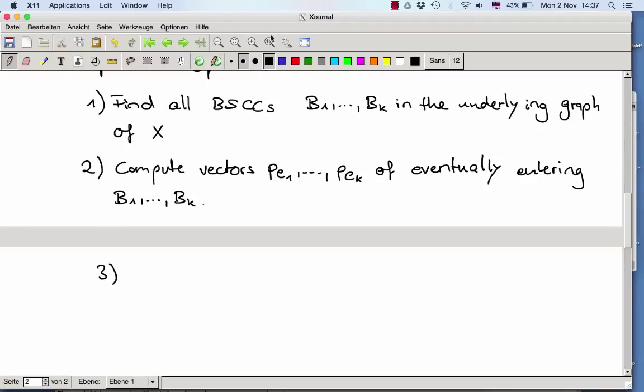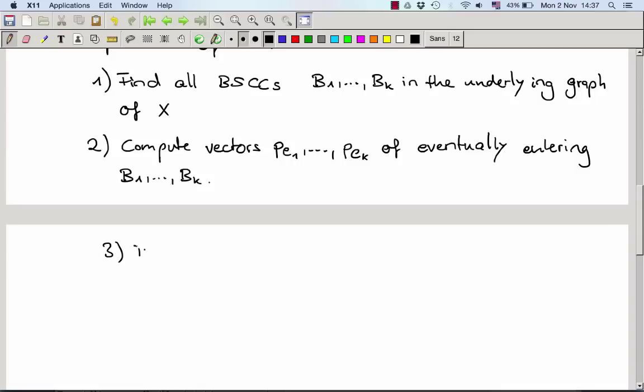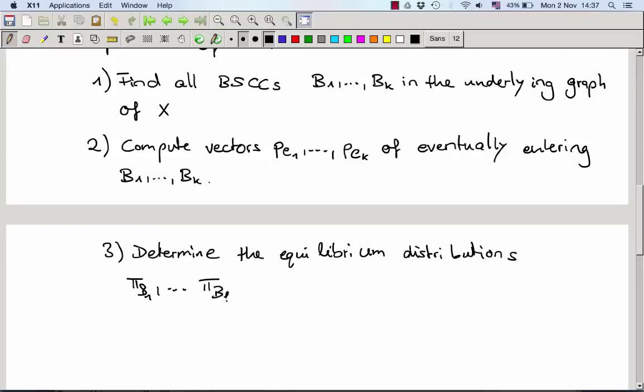So step 3 is the following. Determine the equilibrium distributions pi B1 until pi Bk of the components considered in isolation. Because if you consider a bottom strongly connected component in isolation, it's irreducible. It's an irreducible DTMC. So you can compute it using the same strategy as I explained in an earlier video for irreducible finite DTMCs.